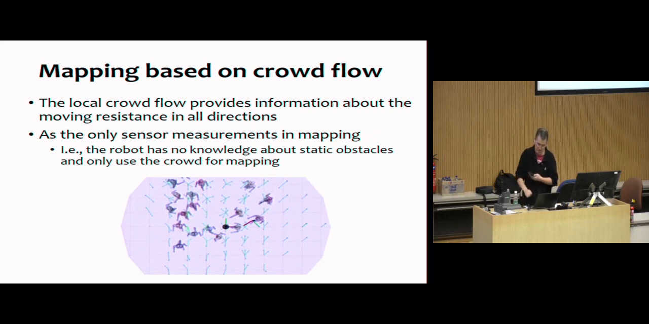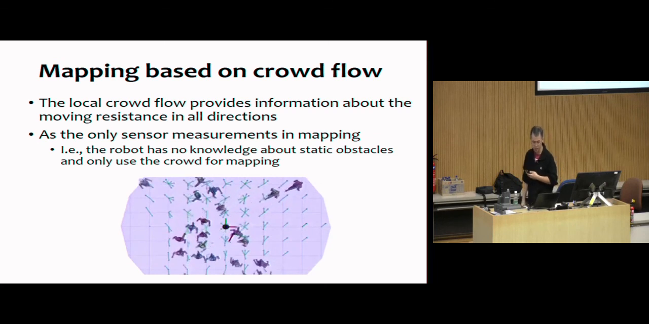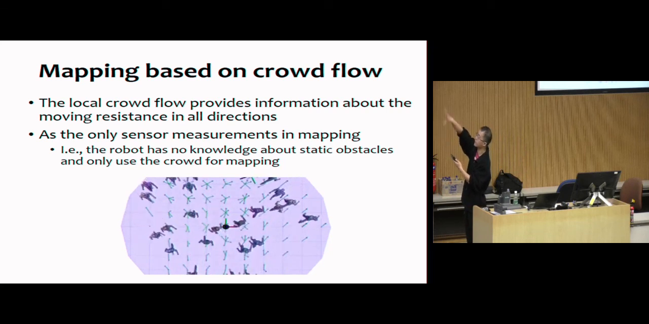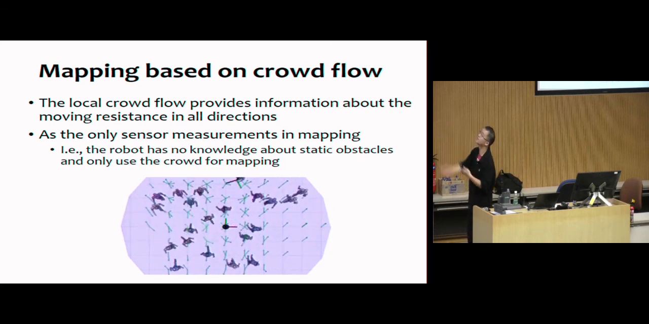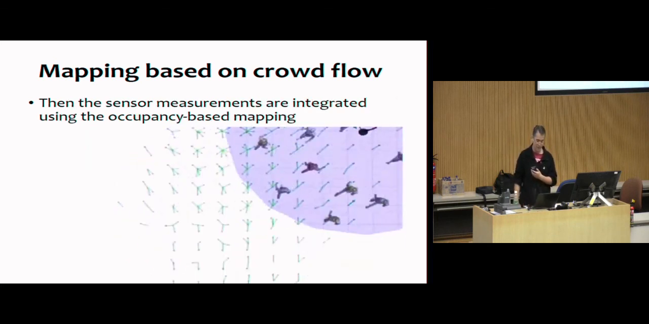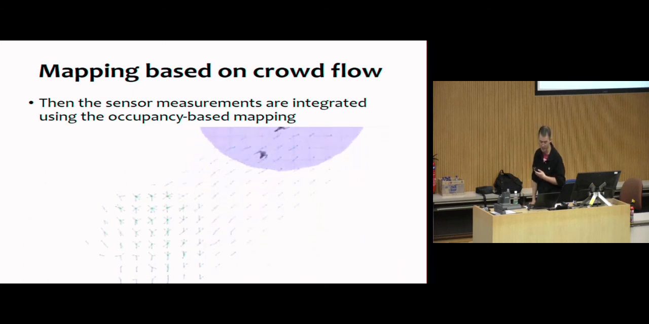So the next question is how can we use mapping to reconstruct this map. It is possible. The only difference is that we change the sensor measurement. We consider the human flow as the sensor measurement. Here is some illustration. The robot is staying there and the humans are moving around. The robot can observe the movement of the pedestrians and get the vector fields around that region. Then we can integrate everything into the mapping framework.